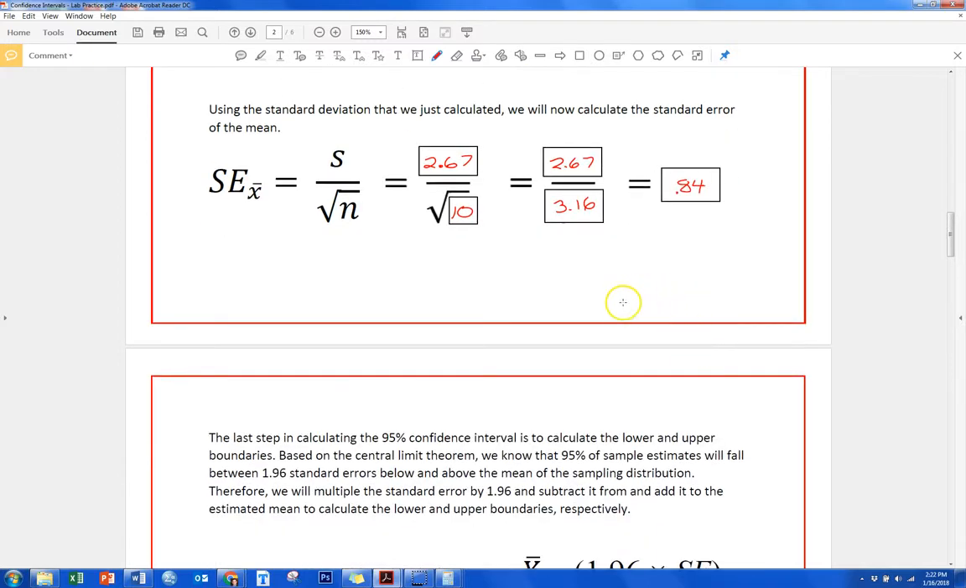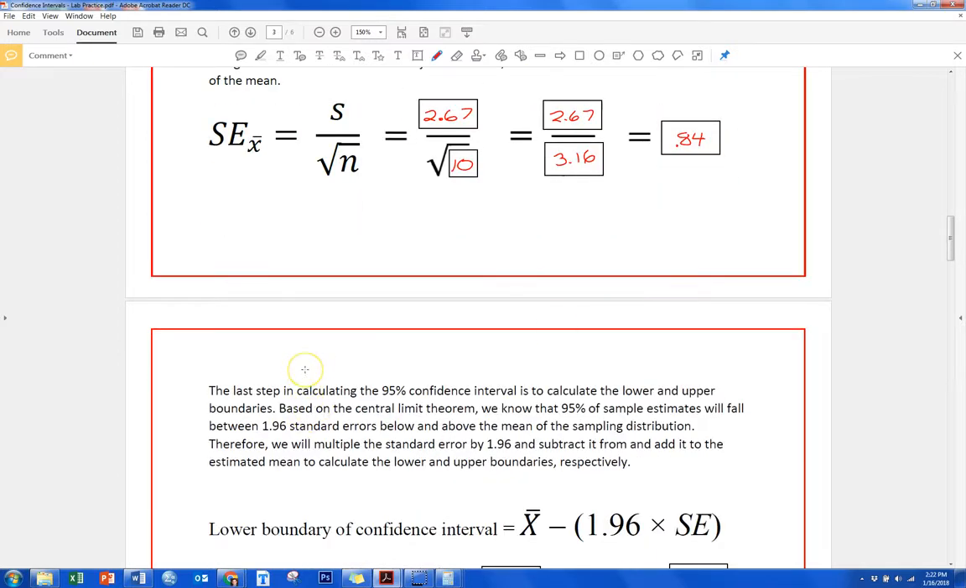Excellent. All right, now let's move on. The last step in calculating a 95% confidence interval is to calculate the lower and upper boundaries, right? An interval has to have boundaries somewhere between these two values. Based on the central limit theorem, we know that 95% of sample estimates will fall between 1.96 standard errors below and above the mean of the sampling distribution. Therefore, we will multiply the standard error by 1.96 and subtract it and add it to the estimate mean to calculate the lower and upper boundaries respectively.